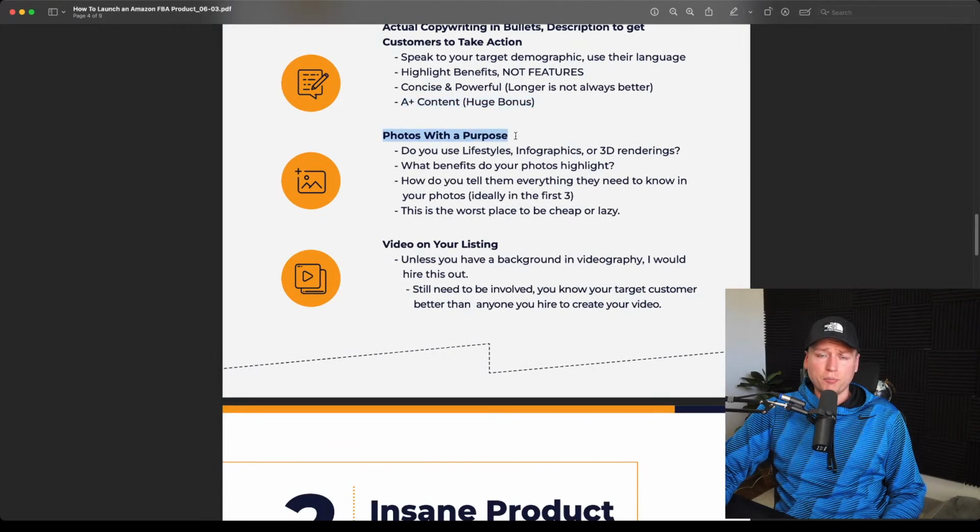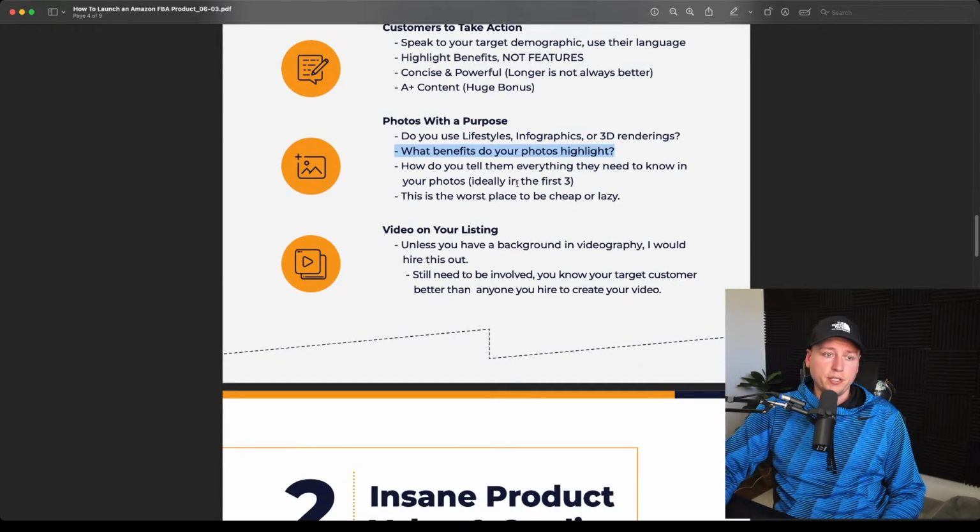Next, probably the most important part of your listing is photos with a purpose. You use lifestyles, infographics, 3D renderings. What benefits do your photos highlight? Just like your bullets, you need to highlight the benefits of your product through your photos. They can't just be aimless. They have to be planned out, mapped out, because people are going to look at the first three images a lot more than the rest of the images, so those first three images need to be more powerful. The biggest benefits of your product, the biggest customer needs, what people are complaining about the most on other listings. These need to be highlighted in your photos.